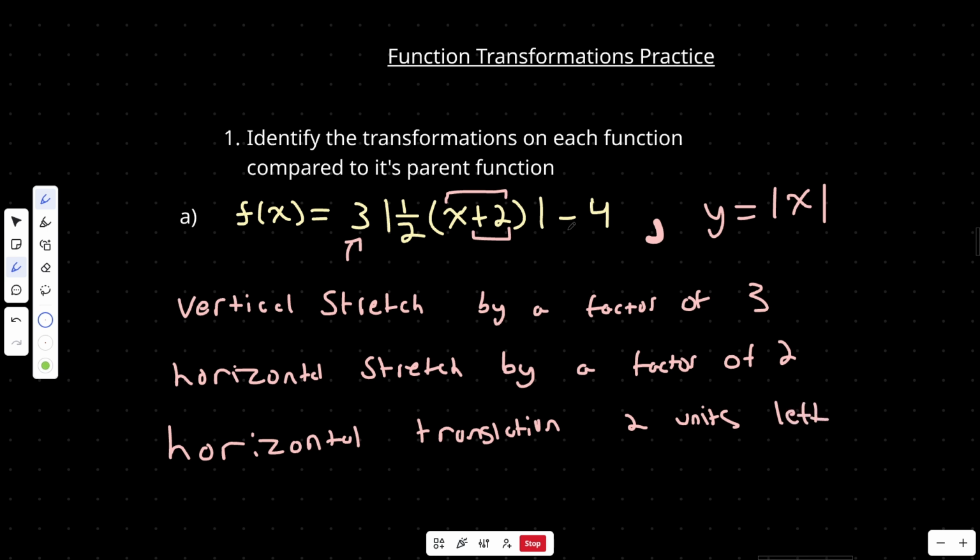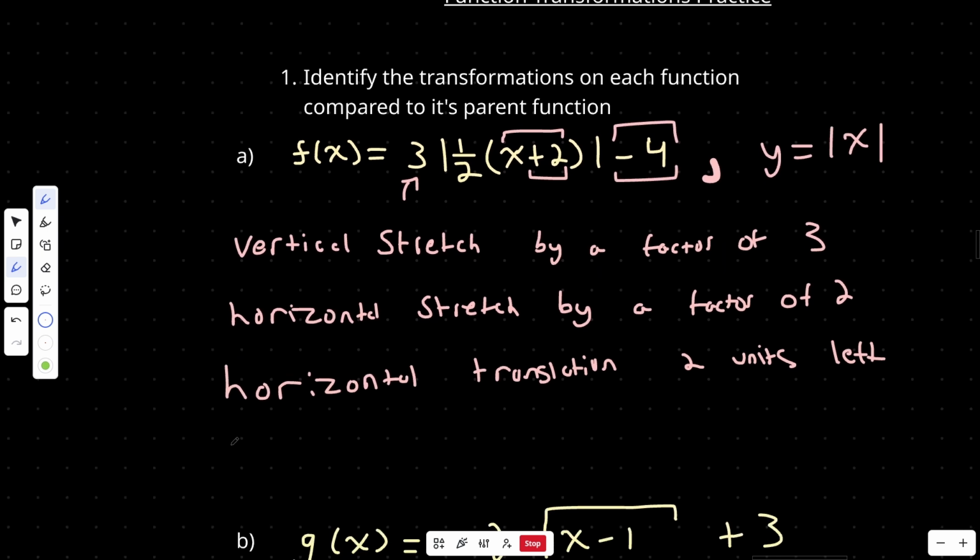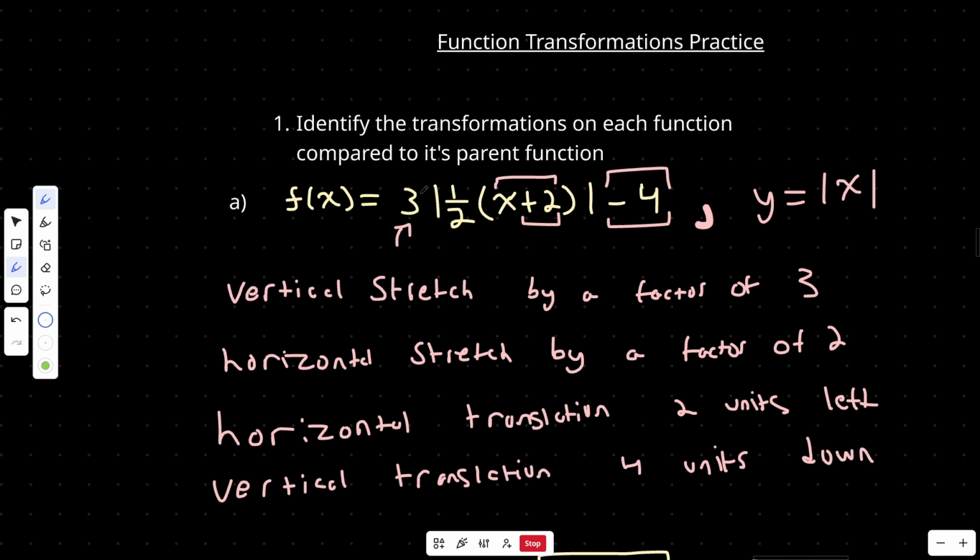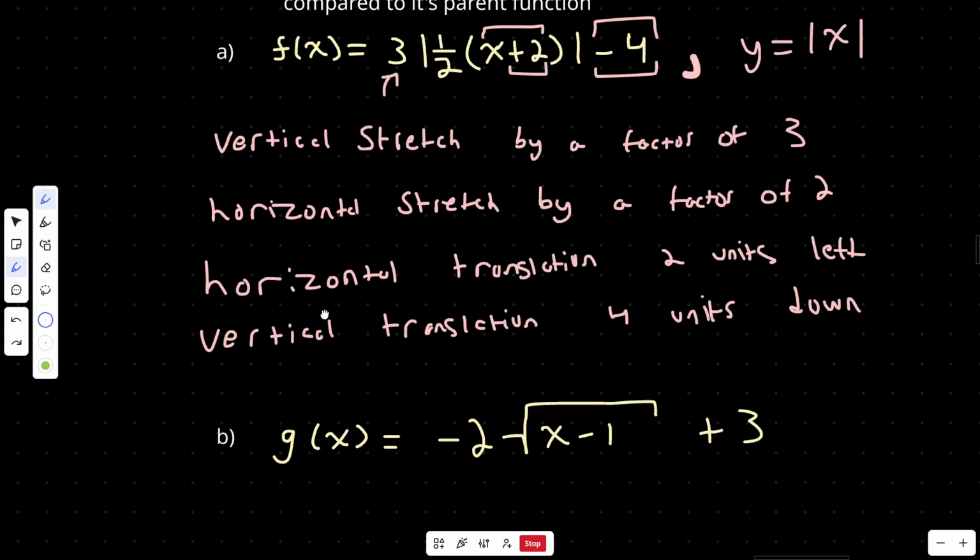And lastly, for our vertical translation, we have a -4 here. That means we're going to go 4 units down. So we can say vertical translation 4 units down. And lastly, we have to check for any reflections. I'm not noticing any negative values here, inside the x or in the b value. So therefore, we don't have any reflections, so we can move on.